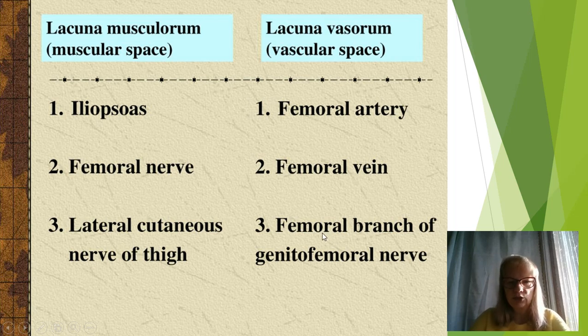The femoral branch of the genitofemoral nerve. In the lacuna musculorum, we have the iliopsoas muscle, exactly the iliacus, visible well here, but remember, the iliopsoas has the psoas major and iliacus. Femoral nerve and lateral cutaneous nerve of the thigh. So: iliopsoas, femoral nerve, lateral cutaneous nerve of the thigh. And femoral artery, femoral vein, and the femoral branch of the genitofemoral nerve.